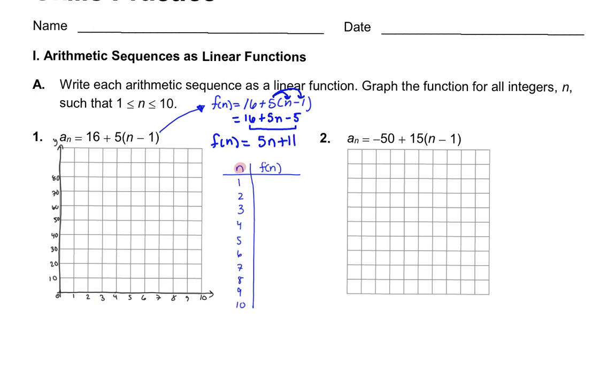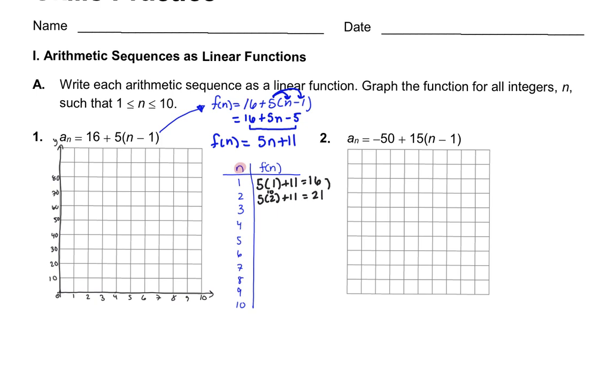And then once we have our function, this n is the numbers 1 through 10. So 1 through 10. They want us to find 10 points. To get your f of n, you're basically going to get your n values, these right here. So n equals 1. You're going to substitute in there. So you're basically going 5 times 1 plus 11. That would be 16. And then 5 times 2 plus 11. This would be 10 plus 11 is 21.